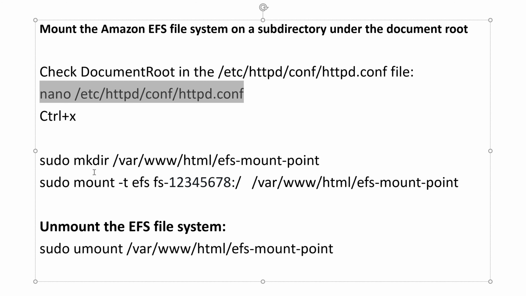Next, you will mount your Amazon EFS file system on a subdirectory under the document root. So create a subdirectory EFS-mount-point under /var/www/html.